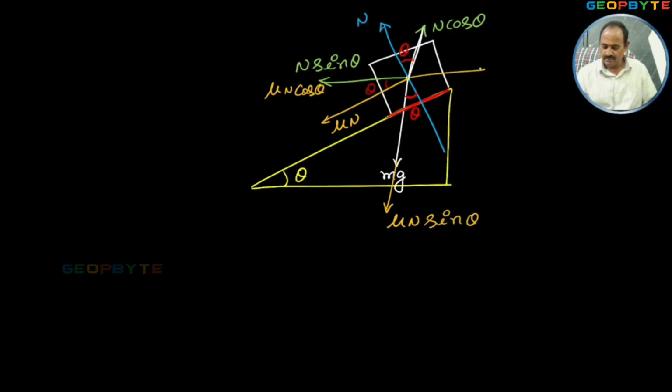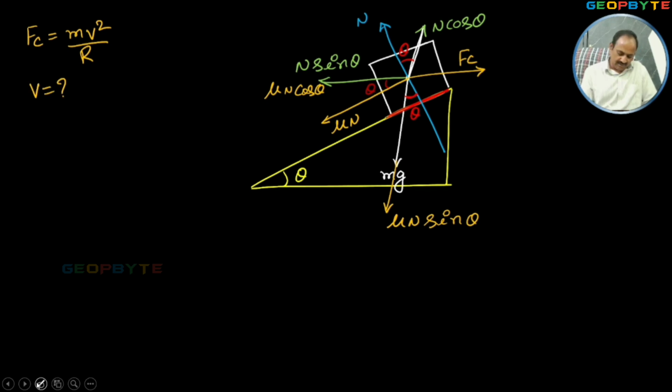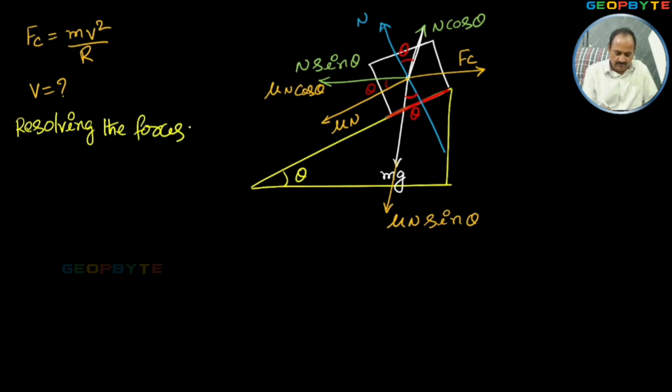Now look at the centripetal force Fc. That centripetal force and centrifugal force are both equal in magnitude. It is mv square by r, where r is the radius of curvature. Now this velocity you are asked to decide. For that, I am going to resolve the forces vertically.